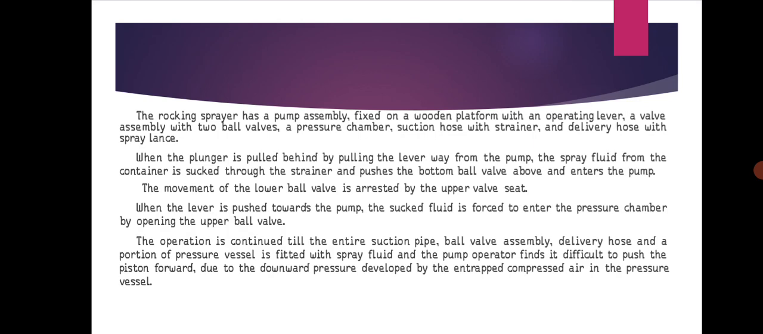The rocking sprayer has a pump assembly fixed on a wooden platform with an operating lever, a valve assembly with two ball valves, a pressure chamber, suction hose with strainer, and a delivery hose with spray lance.